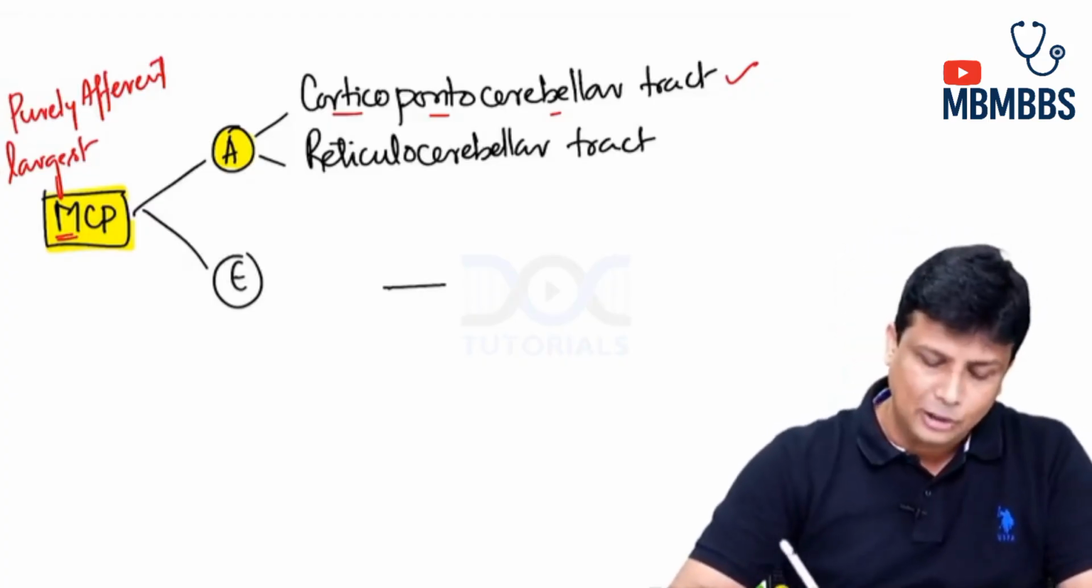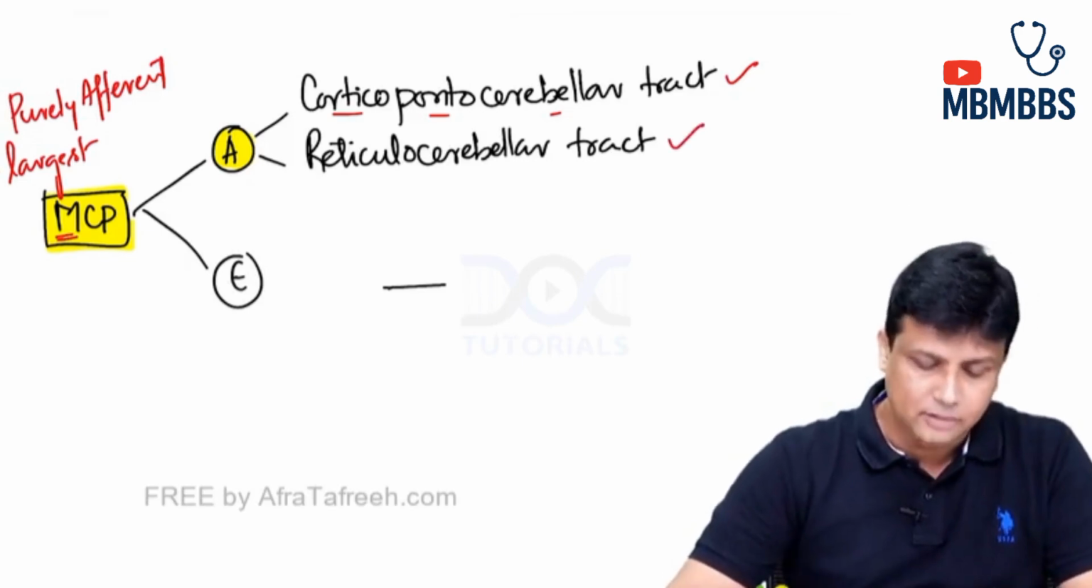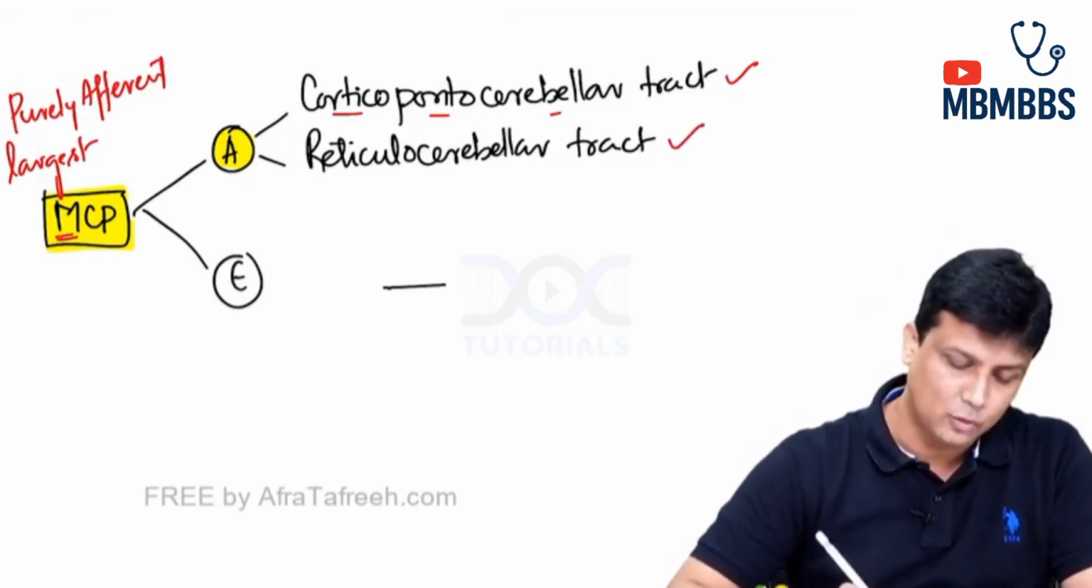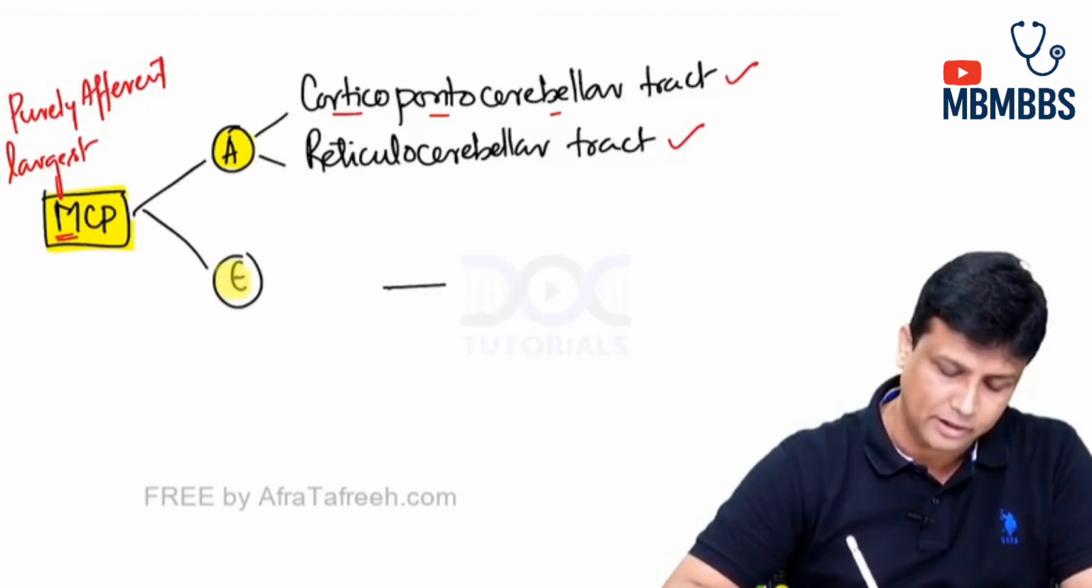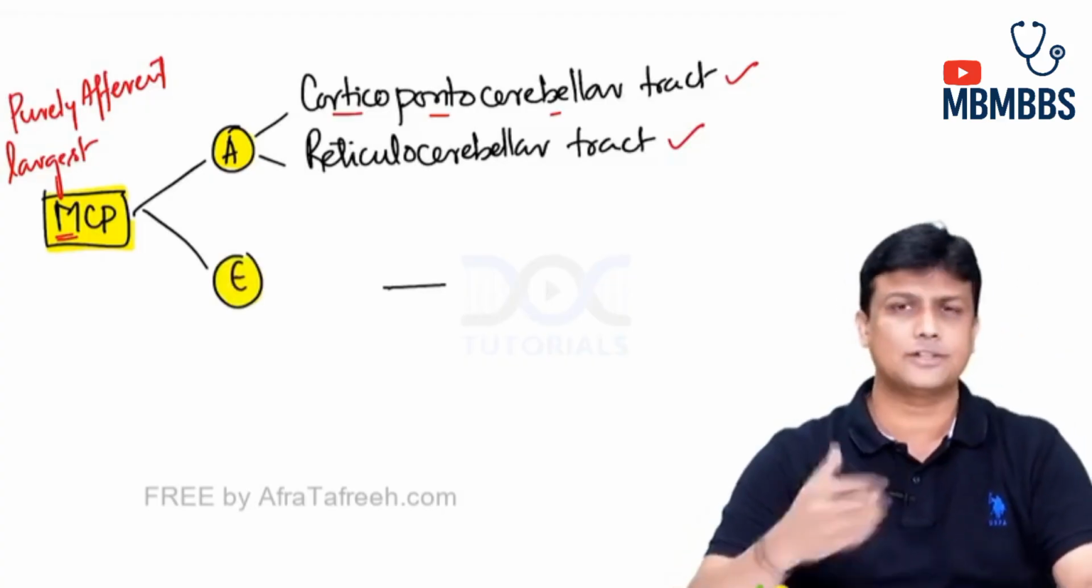And apart from that, the reticulocerebellar tract is another thing to remember here. No more efferents here, no need to worry about that, because the middle cerebellar peduncle is purely afferent. It will consist of only the afferent tracts.